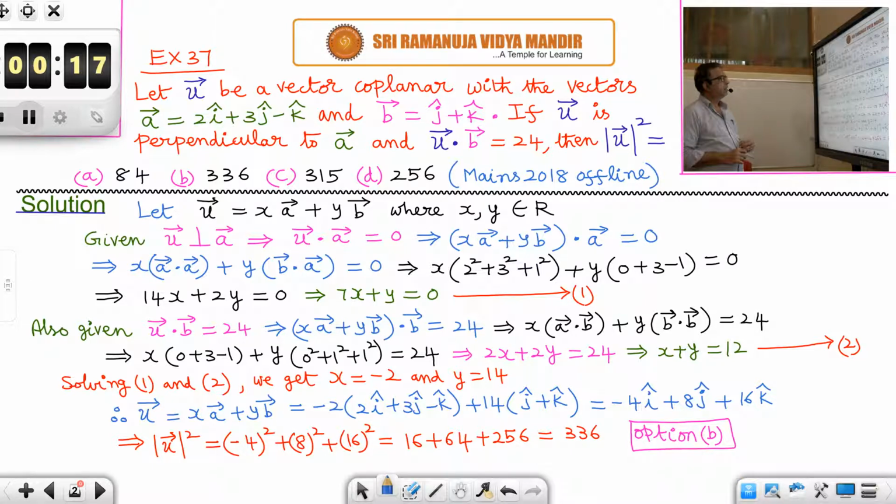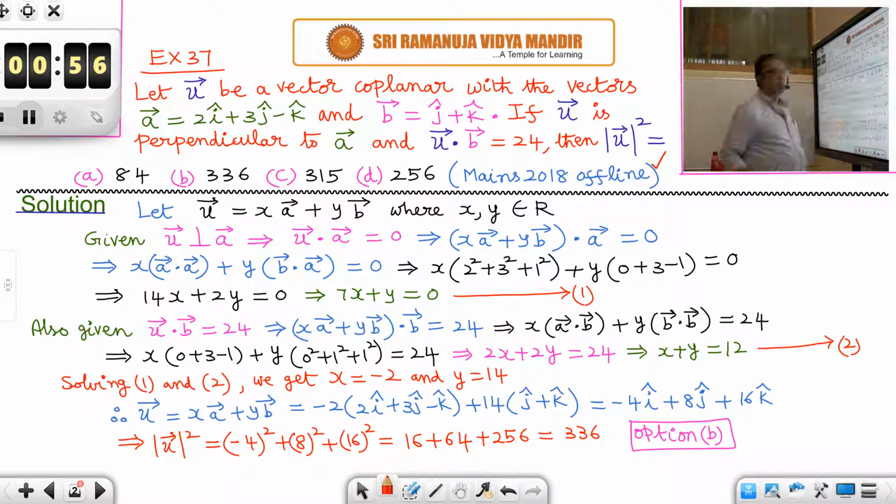37th one. Let u bar be a vector coplanar with the vectors a bar and b bar. Two vectors are given. If u bar is perpendicular to a bar and u bar dot b bar is equal to 24, then mod of u bar whole square, magnitude of the vector u bar whole square, is equal to dash. It is given in Mains 2018 offline paper.